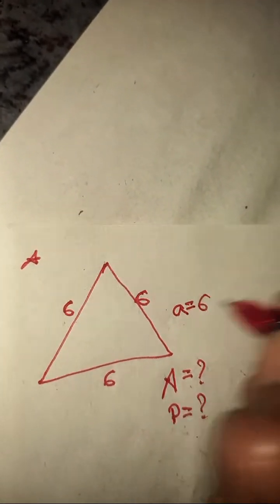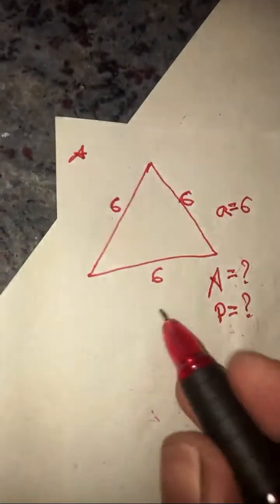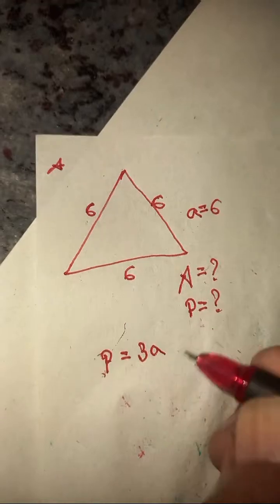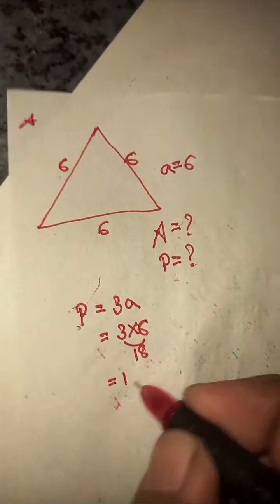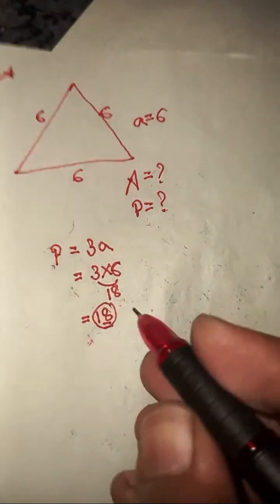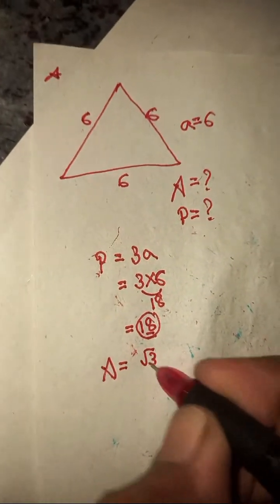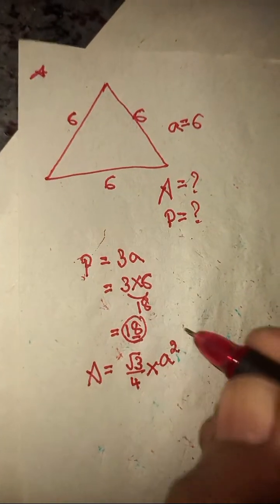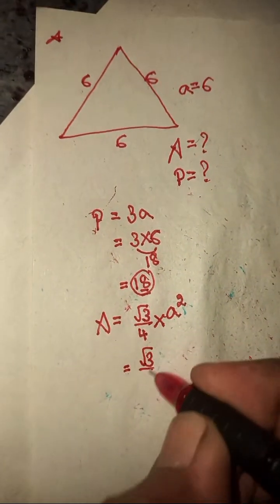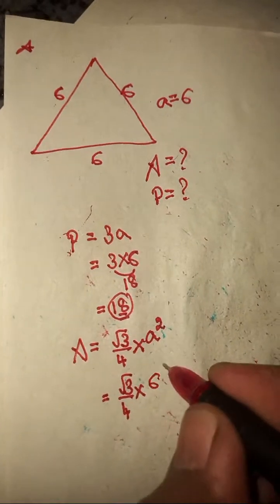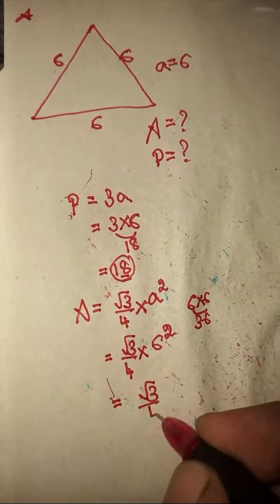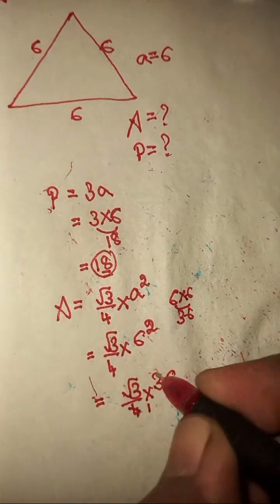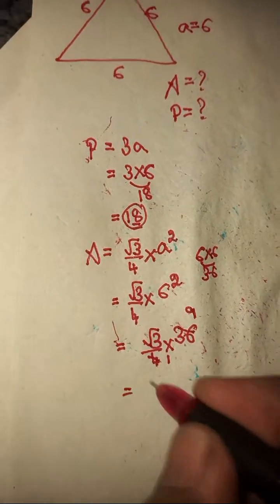Here a, the side length, is 6 units. You're going to get perimeter as 3a, that means 3 times 6 units. 3 times 6 is 18, so the perimeter becomes 18 units. And now the area is root 3 by 4 times a square, so root 3 by 4 times the side length 6 square. 6 times 6 is 36. You're going to get root 3 by 4 times 36. 4 ones are 4, 4 nines are 36, so 9 root 3 square units.